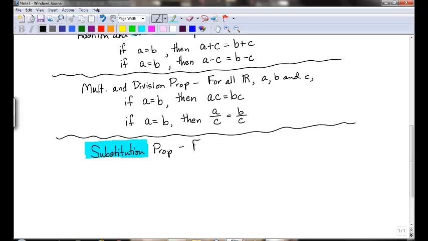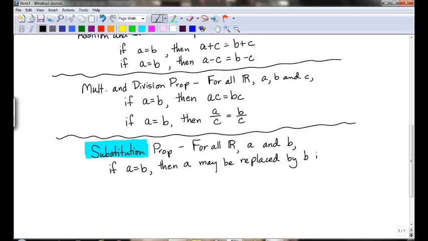It just says for all real numbers A and B, if A equals B, then A may be replaced by B in any equation or expression.